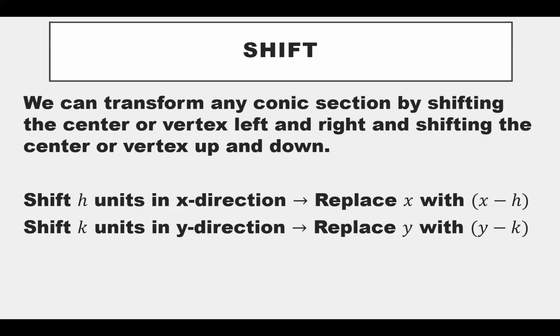Now we're going to transform the conic sections by shifting the center or shifting the vertex left and right, and then up and down. If I want to shift h units in the x direction, then in each of the formulas I've seen, all I have to do is replace the x value with the quantity x minus h. If h is positive, it will shift my object, in this case my conic section, to the right. If h is negative, it will shift the conic section to the left.